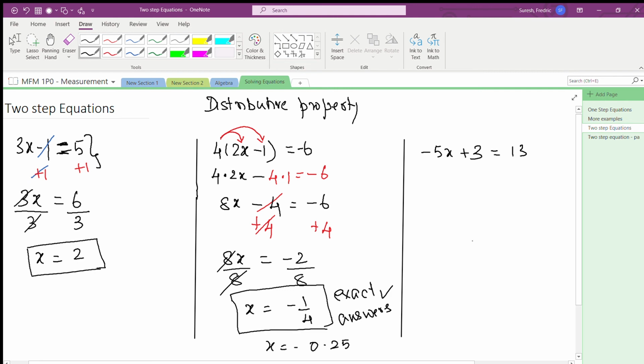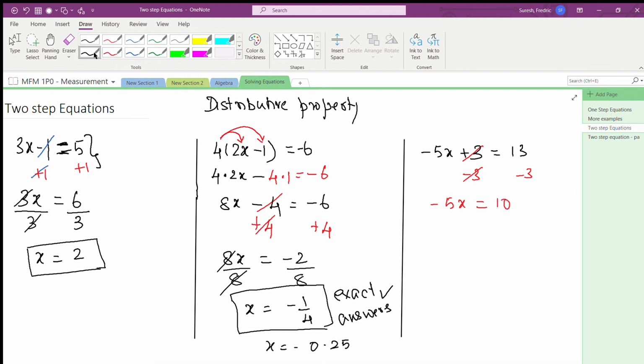Coming to the third example, here the 3 is adding to the left side. So to undo the addition, I'm going to do a subtraction, and I need to do that on both sides of the equal to sign. So they cancel. I only have the -5x on the left now. 13 take away 3 is a 10.